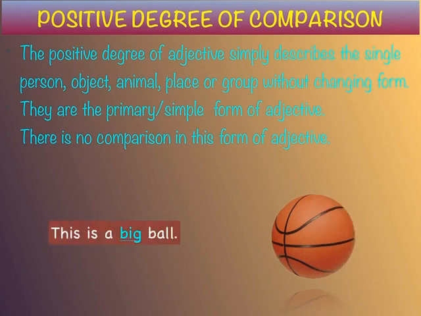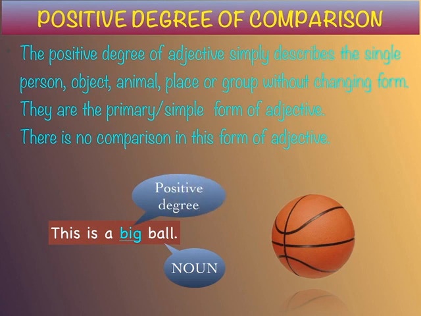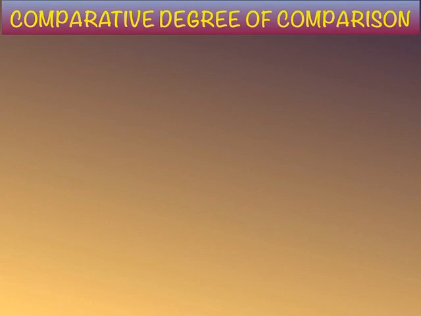Here you can see the image of the ball. It says that this is a big ball. So here ball is a noun, and the word which is describing the noun ball is big, and big is considered to be the positive degree, or you can say the primary form of adjective which is used to describe the noun ball. So the word big is said to be in the positive degree, and it is the first or the primary form of adjective.